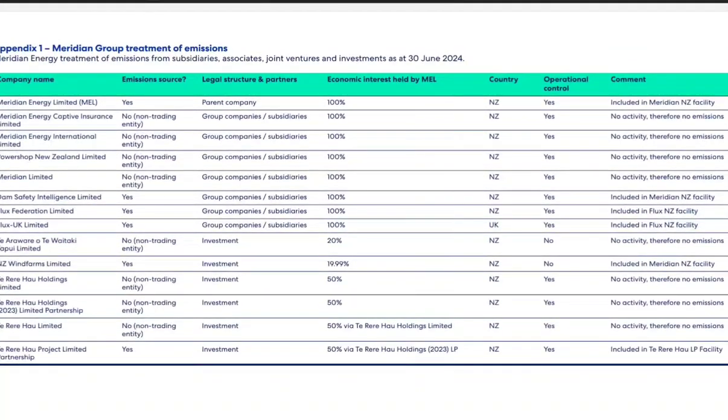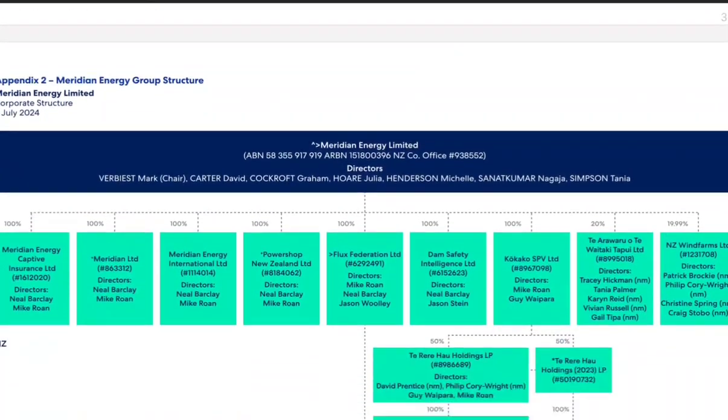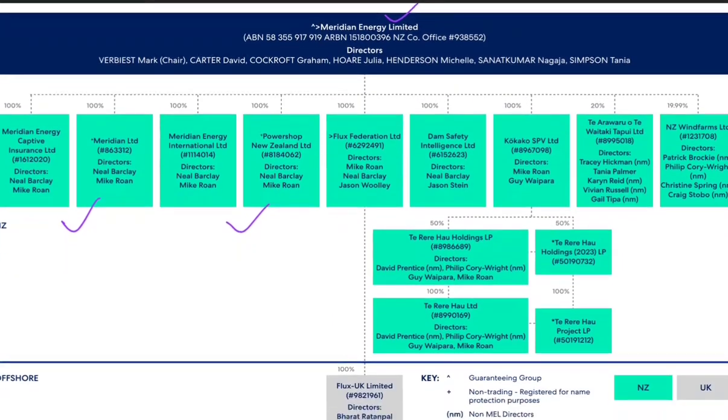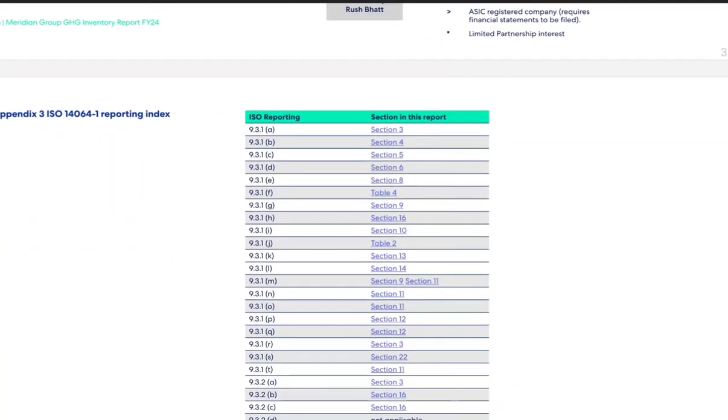So these are the details about Appendix 1, Meridian group treatment of emissions, like company name, emission source, legal structure and partners, and economic interest held by the group companies, and then the country where the operations are happening, operational control, and some comments are there, we can see that. Then the energy group structure, if you see the company, details about the partners and subsidiary companies also, all information is available here.